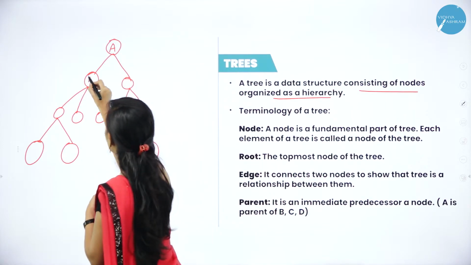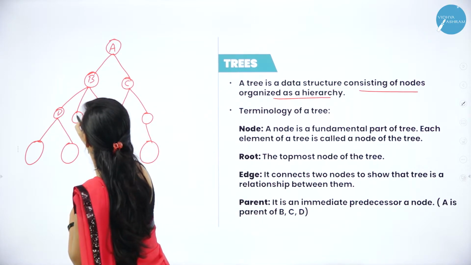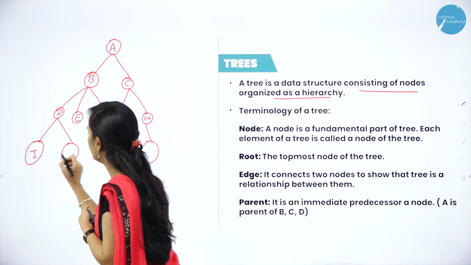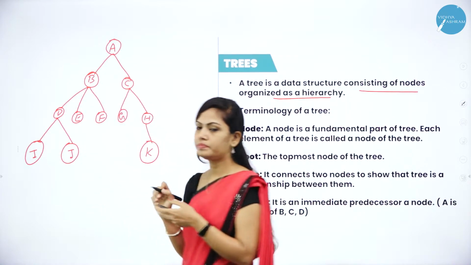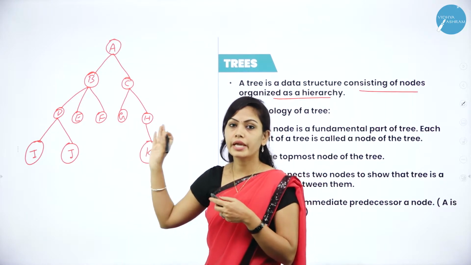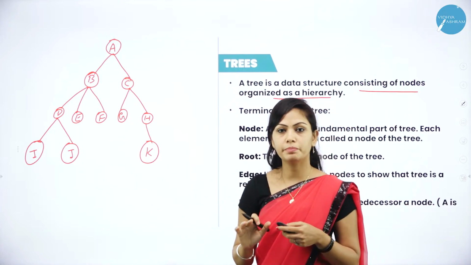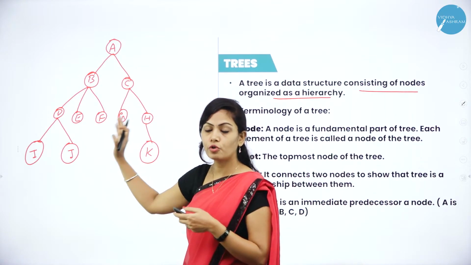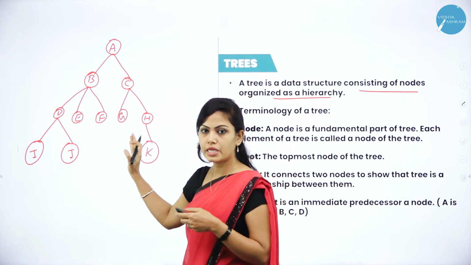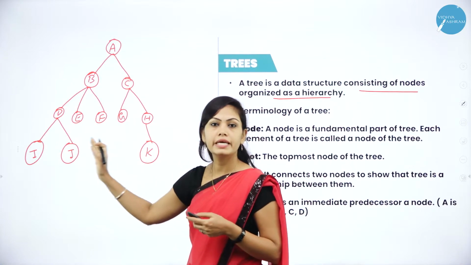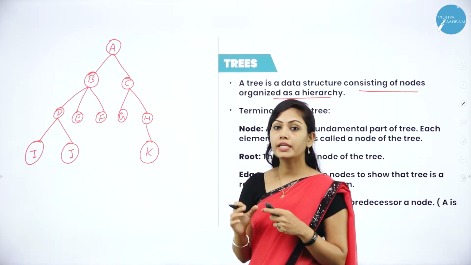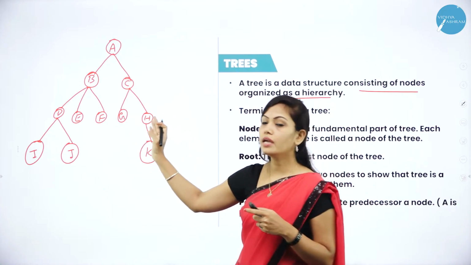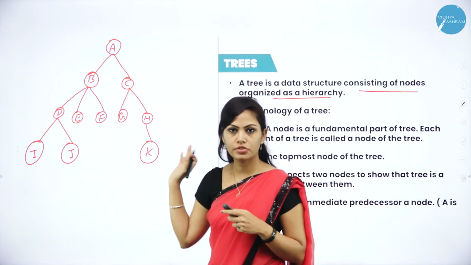So, here I will take B, C, D, E, F, G, H, I, J and K. This is called a tree. A tree can represent a hierarchy relationship. It is a collection of nodes; here we have so many nodes. A tree is a nonlinear data structure and a collection of nodes that simulates a hierarchy. This is called a tree structure.